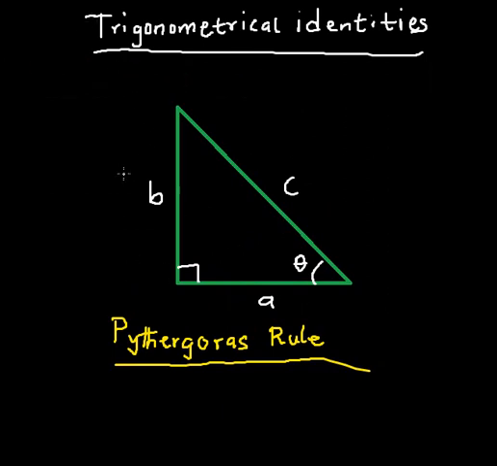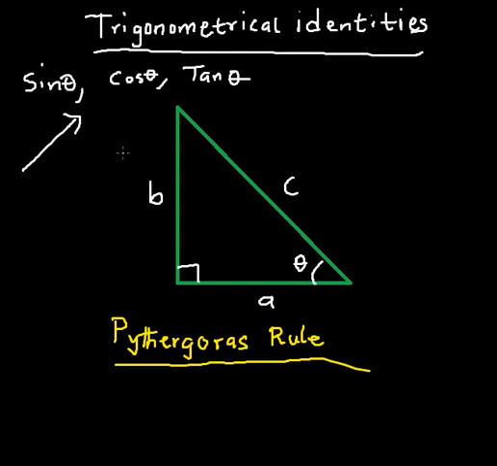We have the sine, the cos theta, and the tan theta. These are the three basic trigonometrical ratios that we treated. So an identity is a function or formula that establishes a relationship between these ratios.